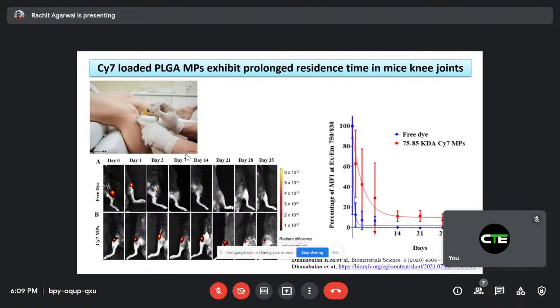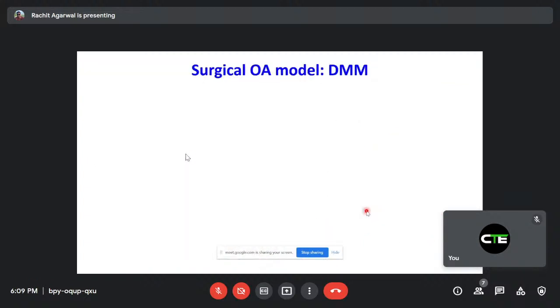Okay, so it looks like our particles will reside for a long duration and then slowly degrade and release whatever they're carrying, in this case, the dye. So then we adopted a PTOA model of this surgery.